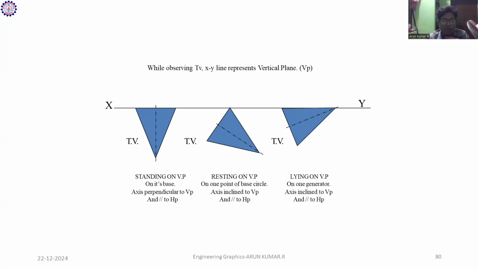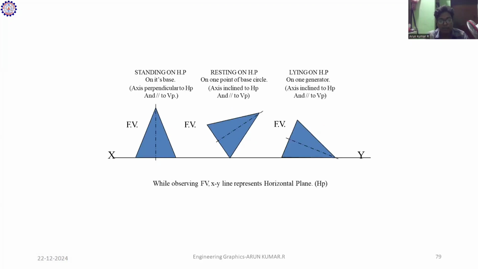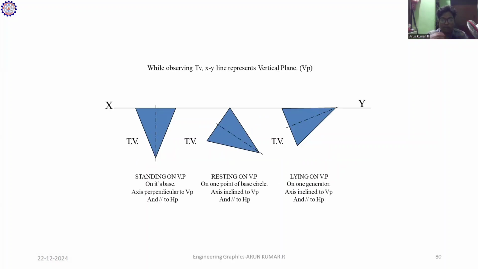These are the main cases for the primary category. The first set is standing on HP, resting on HP, lying on HP, showing different positions or orientations in the front view. After that, we discuss the top view for the same cases: standing on VP, resting on VP, lying on VP. They will be different. Only these cases will be discussed in the numerical problems.